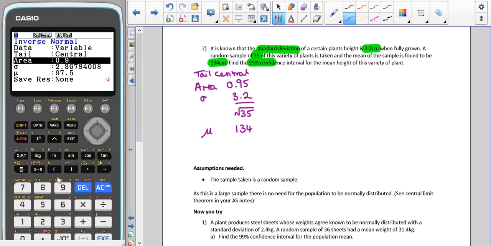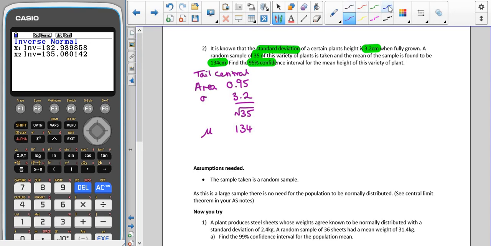So as I've just written here, my area is 0.95. My standard deviation is going to be 3.2 divided by the square root of 35. And the mean is 134.